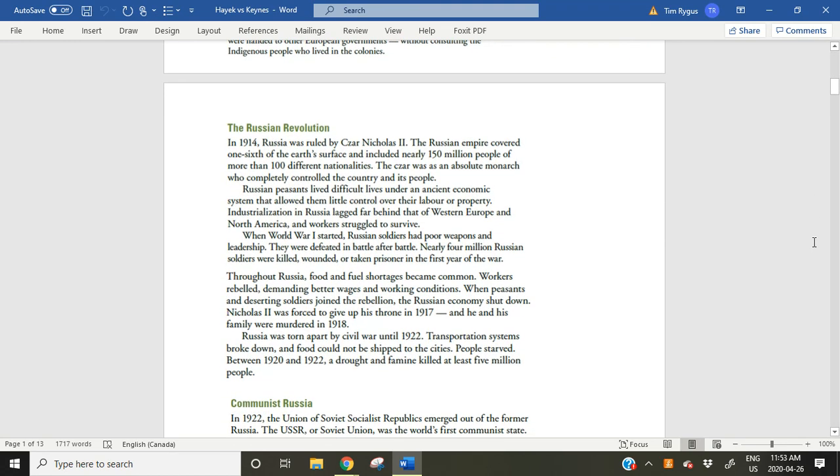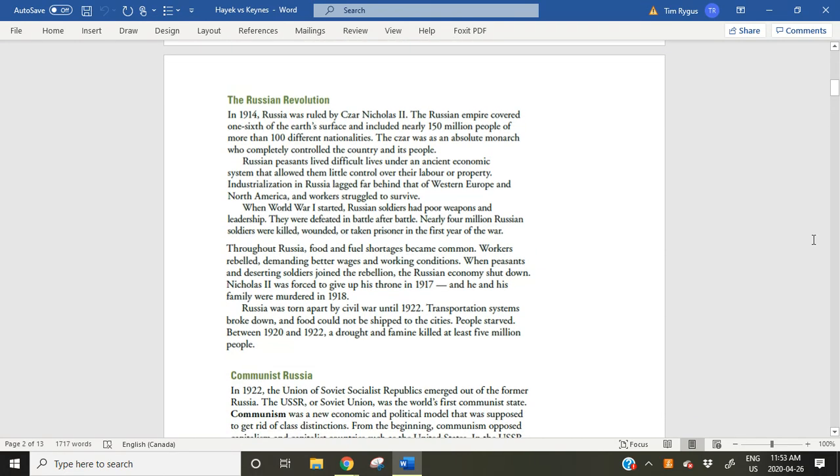Next up, we have the Russian Revolution. At the end of World War I, Russia enters a revolution which pushes Russia into a civil war. Essentially, what happens is this is another destructive war going on in Russia, which causes them to sign a peace treaty with Germany, leave World War I, and then they are torn apart by civil war until 1922. So we see more starvation, we see transportation systems broken down, civil war killing people, a drought and famine killing at least 5 million people. So Russia's quite heavily destroyed during this.